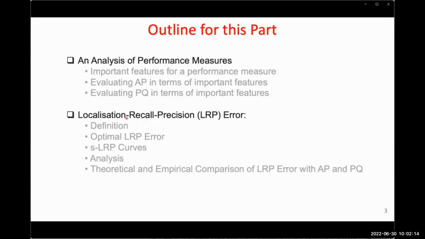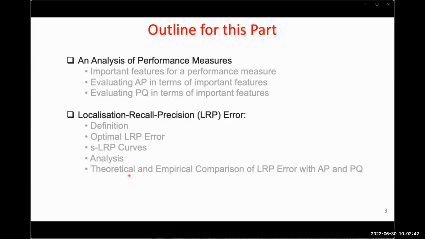In the second section of this part of our tutorial, we will first introduce localization, recall, precision error in detail. Note that Emre provided a brief introduction to LRP error in the first part of our tutorial. In this part, I will provide a more detailed introduction. And I will show that LRP error actually satisfies the important features expected from a performance measure.